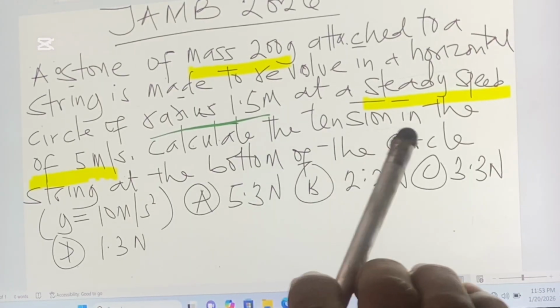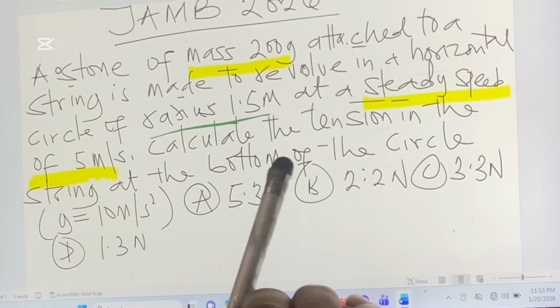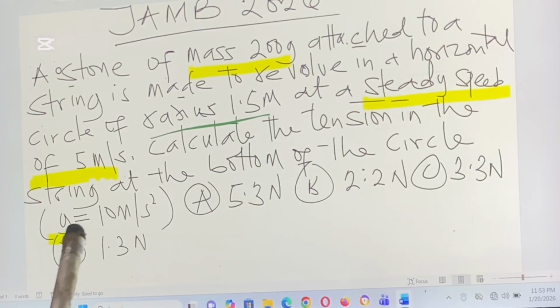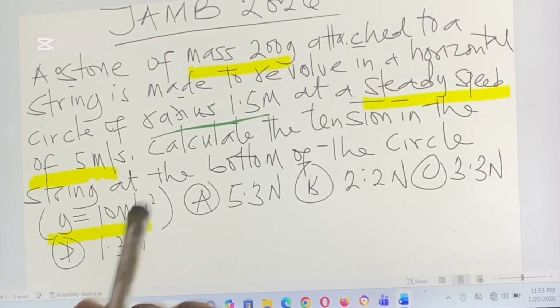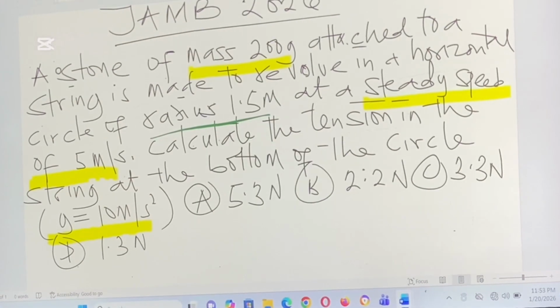We are asked to calculate tension in the syringe at the bottom of the circle. The g given to us here, that is acceleration due to gravity, is 10 meter per second square, okay? Now these are the options here, okay? Now let's solve this question here.